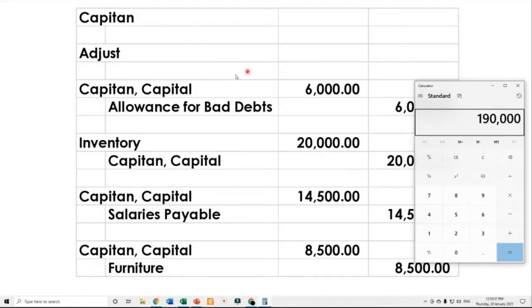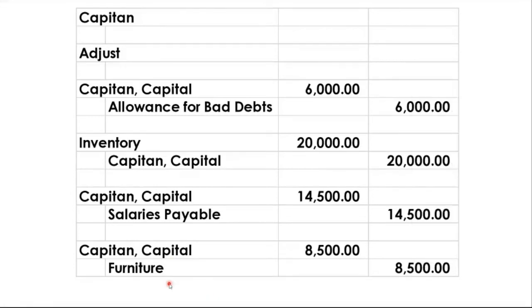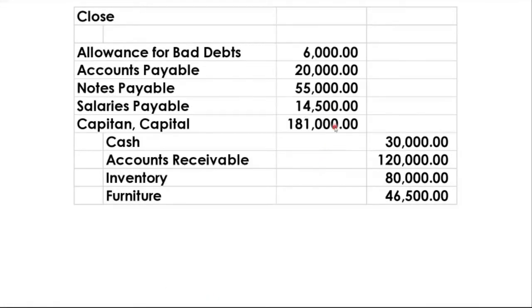So for the allowance, that's going to be a deduction of 6,000. For the inventory, that's an addition of 20,000. For the salaries payable, that's going to be a deduction of 14,500 and a deduction again of 8,500 for the furniture decrease. We are expecting 181,000 adjusted capital. So that's exactly the capital there.